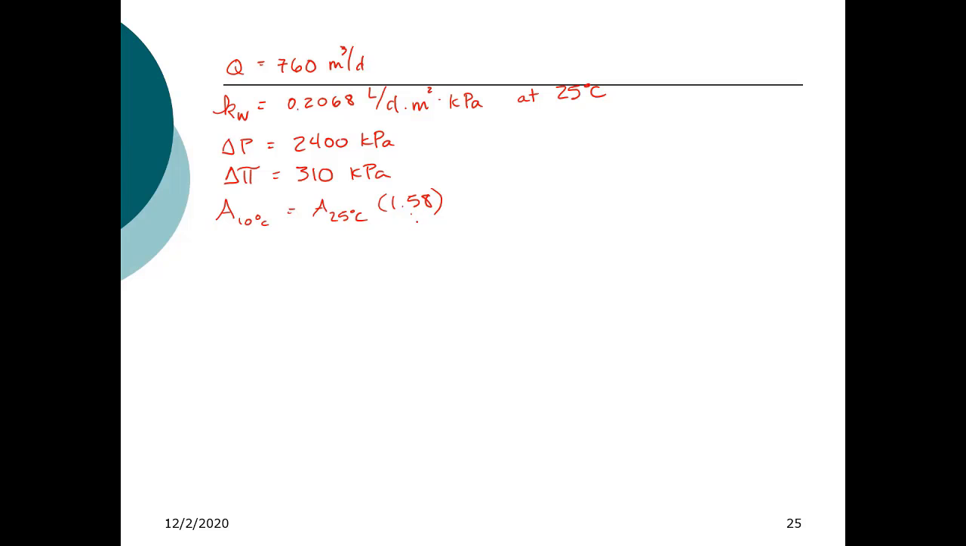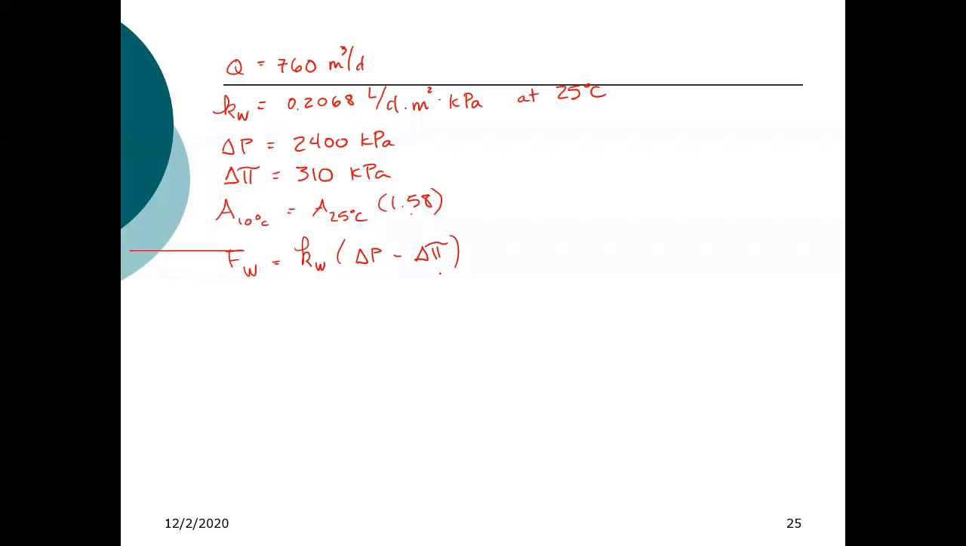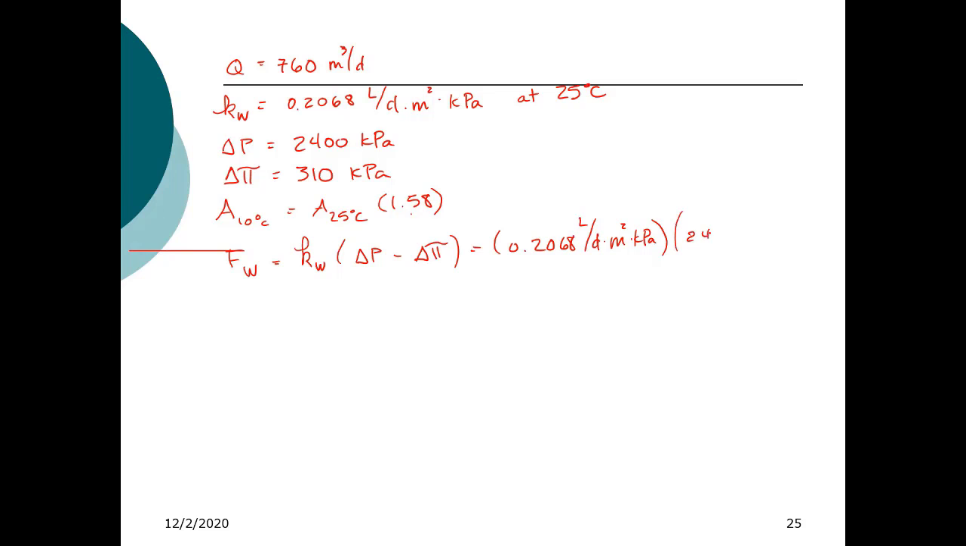The equation that we had provided for flux was that the flux of water is equal to Kw times the difference between the transmembrane pressure and the osmotic pressure across the feed and the product water. So this is simply equal to 0.2068 liters per day per meter squared per kilopascal times 2400 minus 310 kilopascals. And that is equal to 432 liters per day per meter squared of membrane.